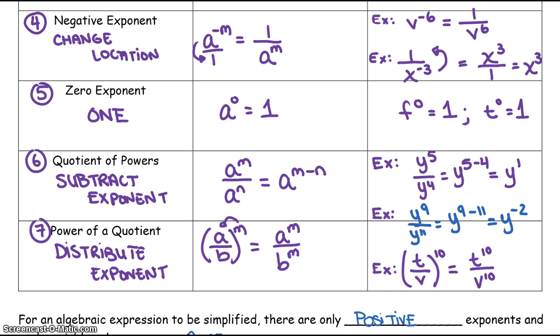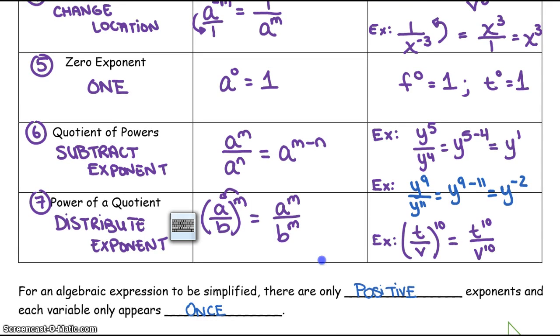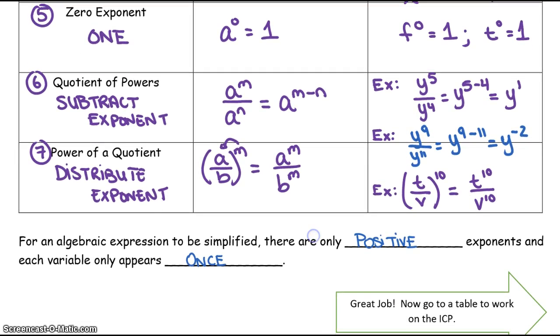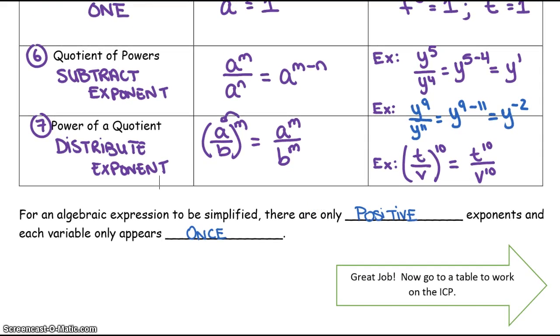All right, well those are the 7 properties that we have. I do want to give you one last tip. Eventually we're going to be combining these properties, and the only thing that I want you to remember is for an algebraic expression to be simplified, underline that, there are only positive exponents and each variable only appears once. So double check these two things when you're solving problems as we get into harder things.